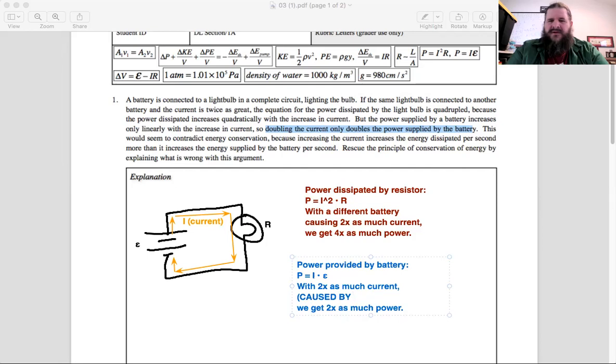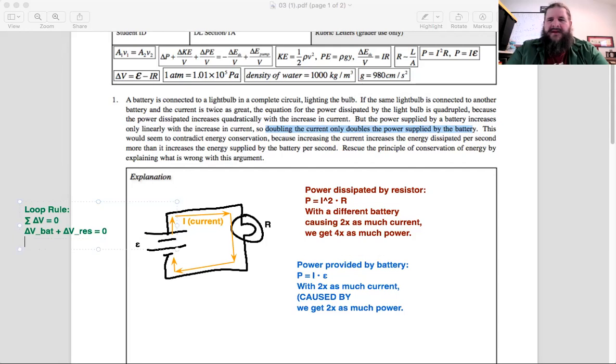If you want to double the current, what do you have to do to the voltage? Yeah, you also need to double it. And this goes back to Ohm's law. Or actually really the loop rule, I guess I would say. The loop rule here would say that the sum of all of the delta voltages in the loop adds up to 0. That's delta voltage for the battery and delta voltage for the resistor combined.